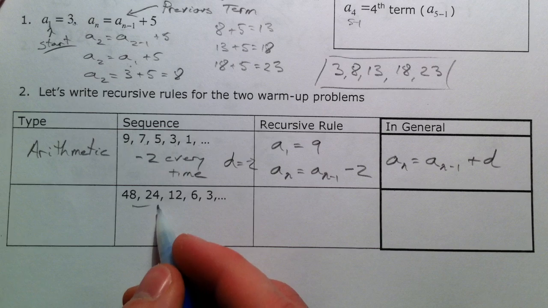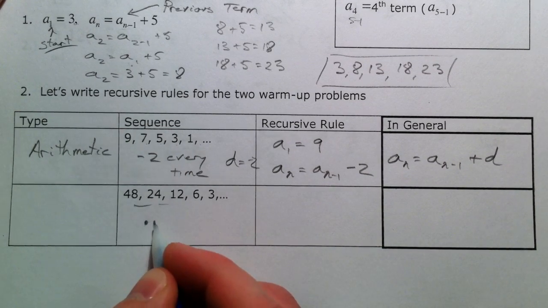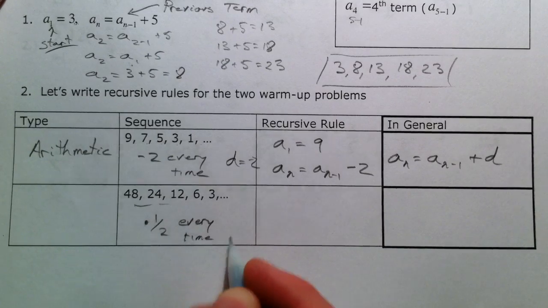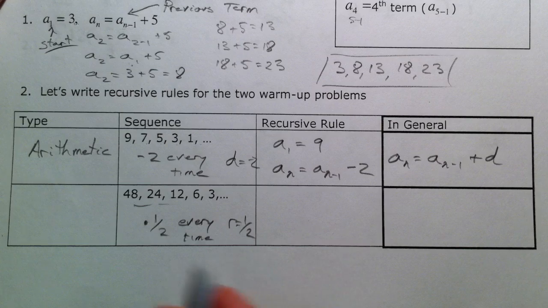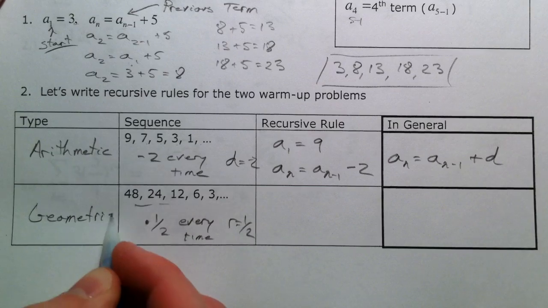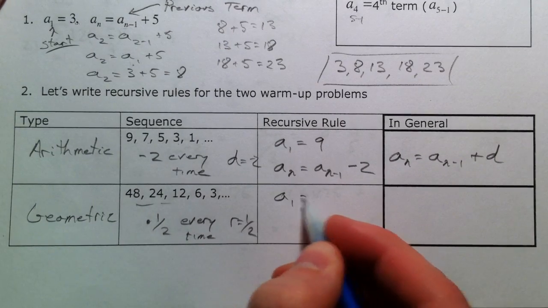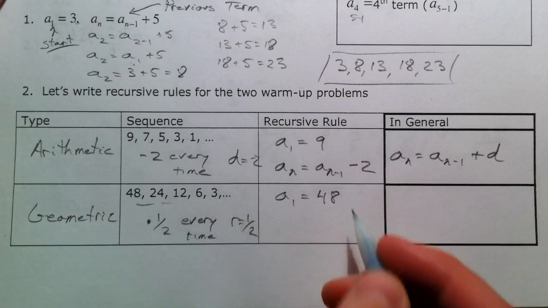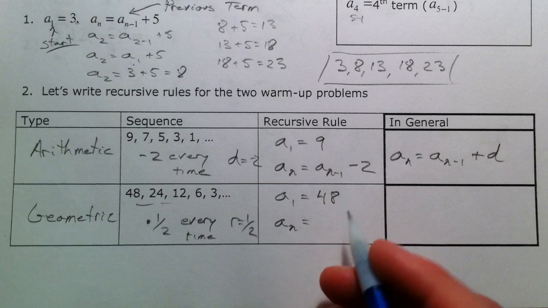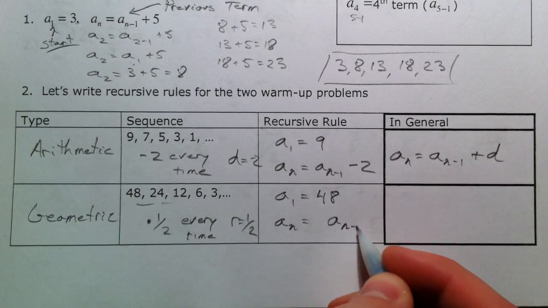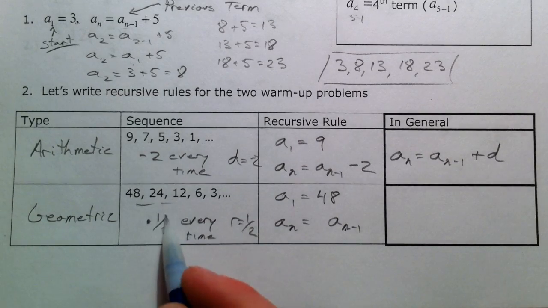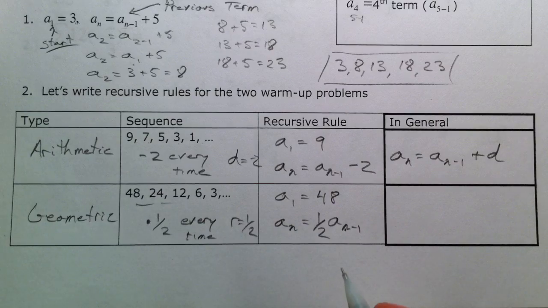This next one, we multiplied by 1/2 every time. Your r value was 1/2. Because it was multiplying by something, that made it a geometric sequence. And our recursive rule, well, first we need our starting point. And then we're going to use our previous term, a sub n minus 1. And we're going to multiply that previous term by 1/2. And so 1/2 like that.